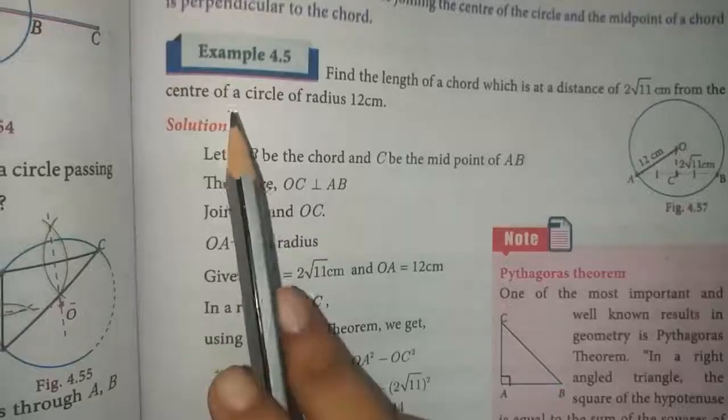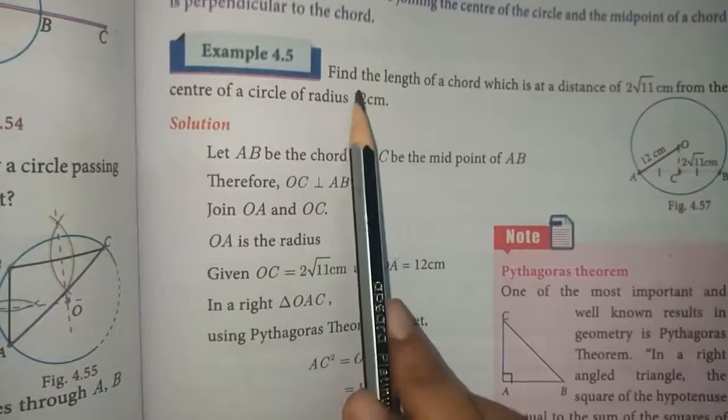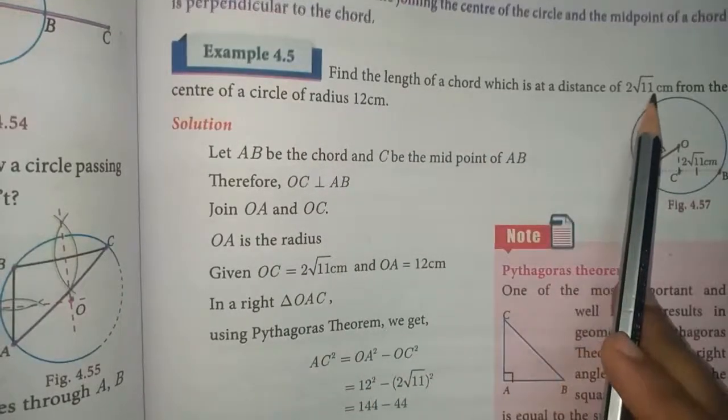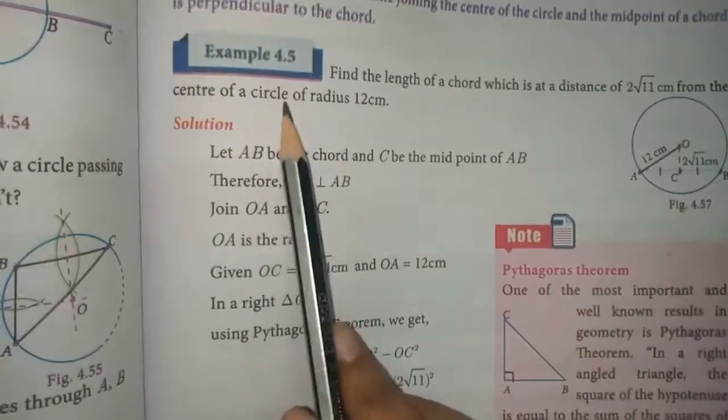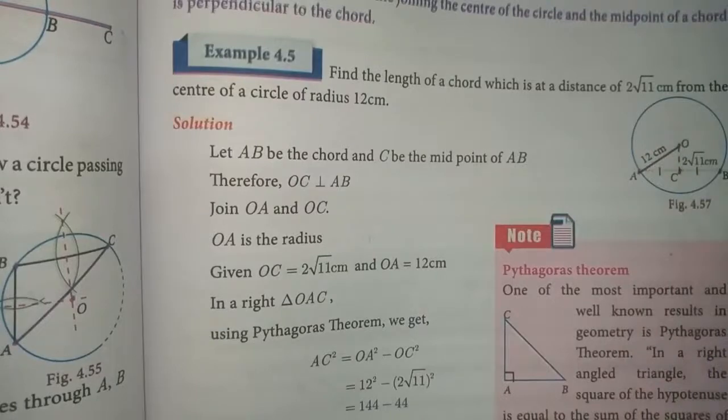Now we move on to example problems. Example 4.5, which is on page number 163. Find the length of a chord which is at a distance of 2 root 11 centimeter from the center of a circle of radius 12 centimeter. So this is the respective figure.